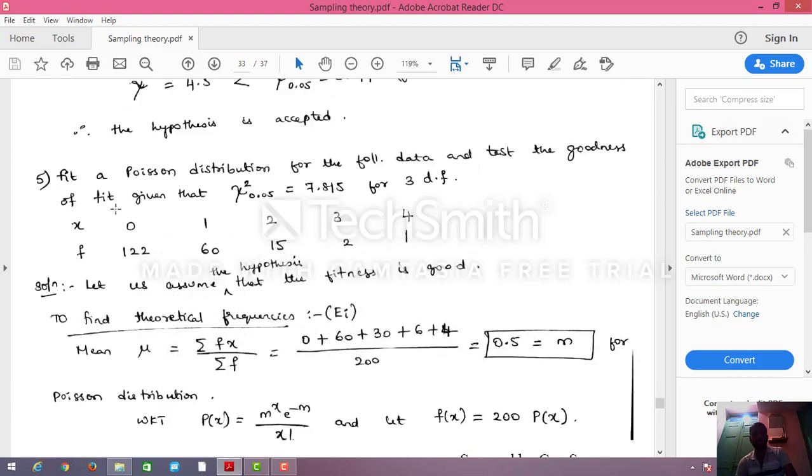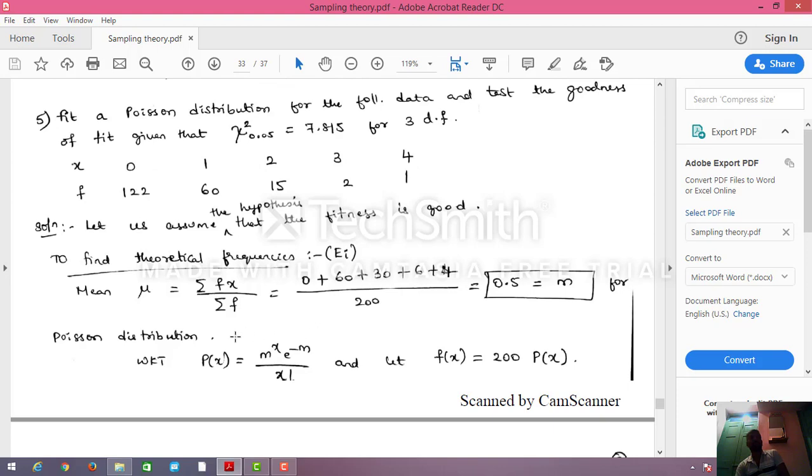M is nothing but the fitted Poisson distribution mean they are given. So that's the way this mean is nothing but m in a Poisson distribution. Already we have seen mean equal to m in a Poisson distribution. Mu, the mean of the Poisson distribution, is m. Already studied. What is that Poisson distribution formula? In the last module we have seen p of x equal to m power x into e power minus m divided by x factorial.